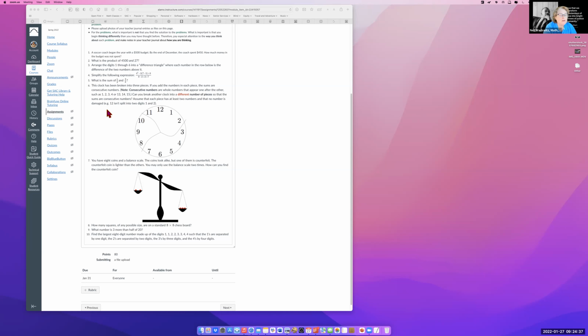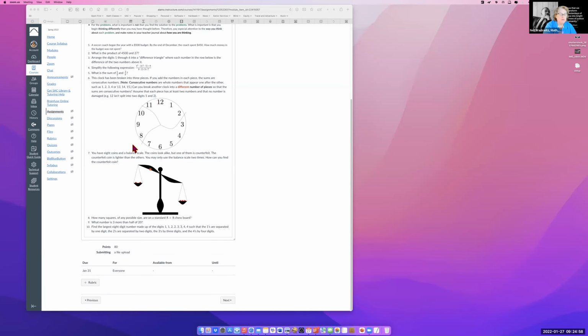And this thing about no number can be damaged, what they really mean by that is that you can't slice 12 in 2 parts. You can't take the 1 in one part and the 2 in another part. And I just realized I didn't have my cursor, so maybe y'all can see my cursor better. I want you to explain to me that you understand what that is asking.